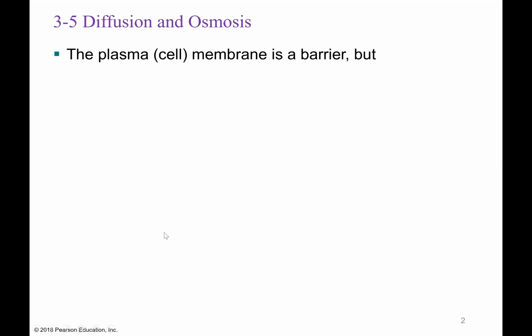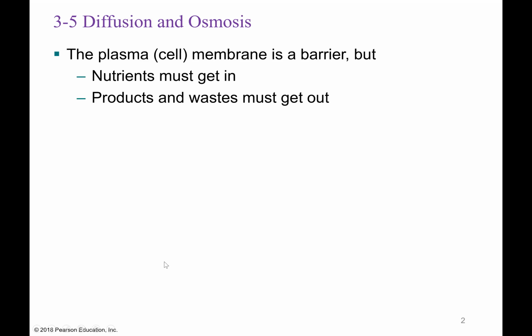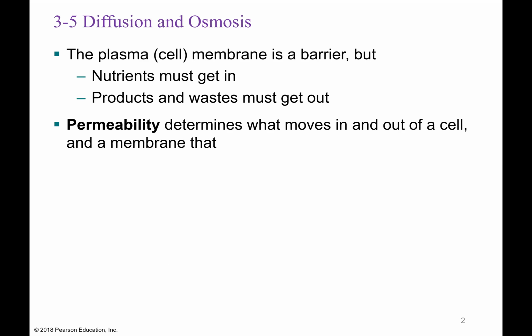All right, diffusion and osmosis. Okay, so as we just talked about, the plasma membrane is a barrier. However, you need to have nutrients be able to enter the cell. Products that the cell creates and waste products need to get out. So we have the idea of permeability. Permeability determines what is able to move in and out of a cell.